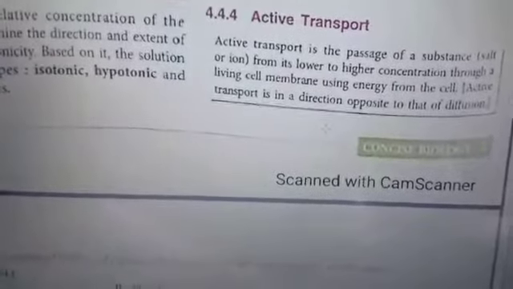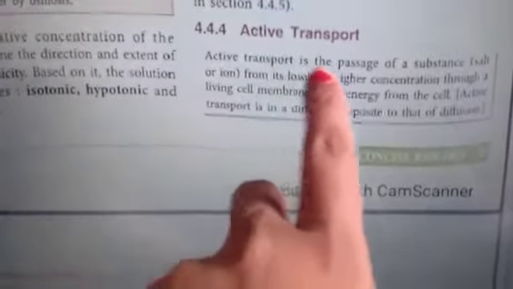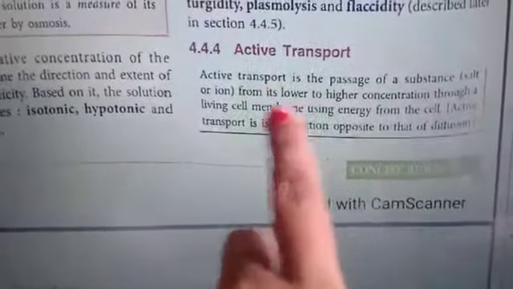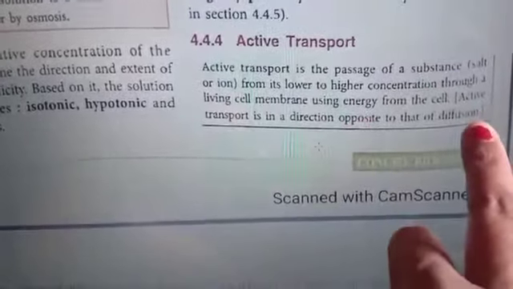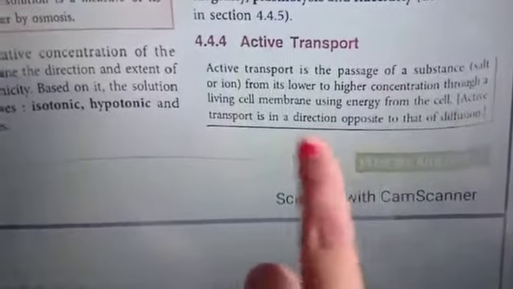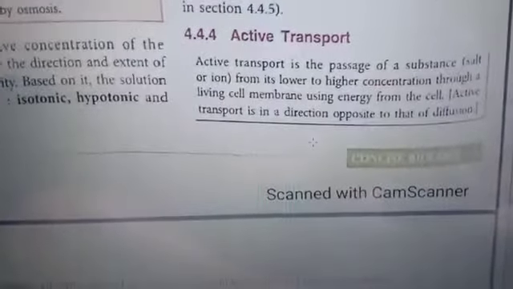the form of ATP. See, active transport is the passage of a substance from its lower concentration to higher through a living membrane, using energy from the cell. It is a direction opposite to that of diffusion.